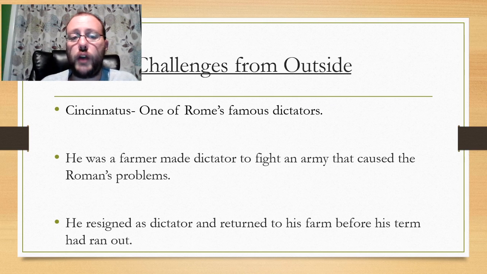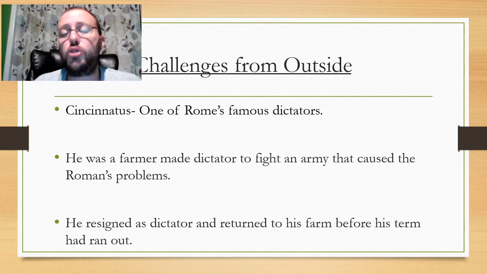Cincinnatus is one of Rome's famous dictators, and this is where Cincinnati, Ohio gets its name. It's from Cincinnatus. He was a farmer made dictator to fight an army that caused the Romans problems. He resigned as dictator and returned to his farm before his term ran out. Now, this is what's important about Cincinnatus. He was such a great leader that before his term even ran up, he gave his power back up.